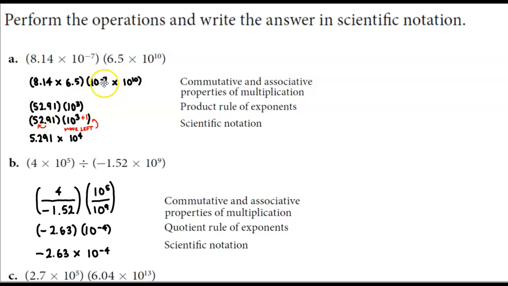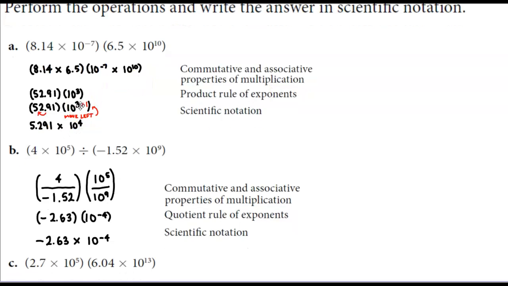And remember that if we multiply with the same base, we need to add our exponents. So negative 7 plus 10 is positive 3. So we have 52.91 times 10 to the third power. Now, 52.91 is still not in scientific notation because we need a decimal place to be in between the 5 and 2. So since we're moving it to the left, we have to add 1. So we end up getting 5.291 times 10 to the 4th.